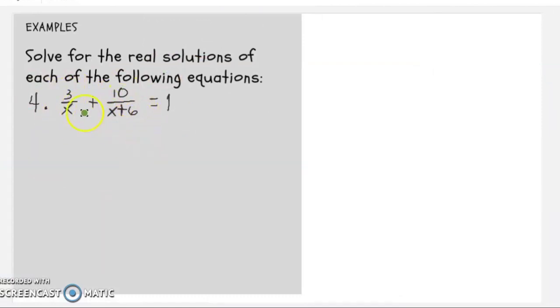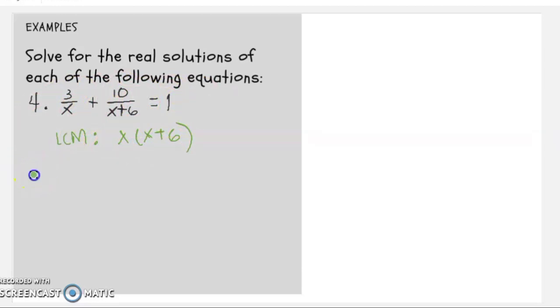So, pag ganito na yung problem, kailangan na nating alamin yung LCM. So, ano ba yung LCM? Bakit kailangan natin ng LCM? Yun yung paraan natin para mawala na yung fraction. Para pag sinolve natin, mas madali na lang. So, based on this, what is the LCM? Okay, very good. So, x times x plus 6. So, ito, itong LCM na to, i-multiply natin to dito sa lahat.